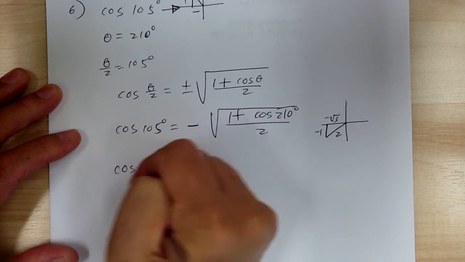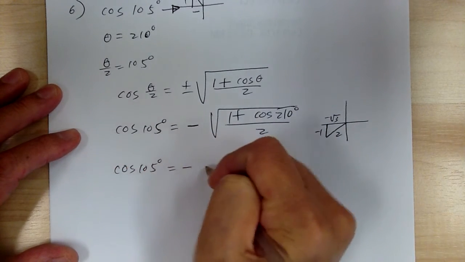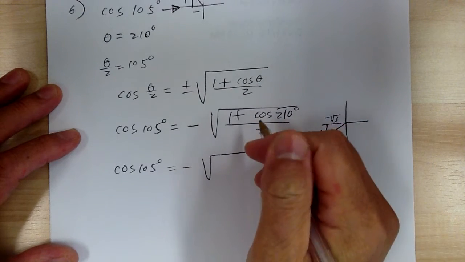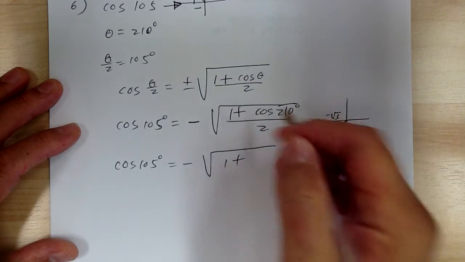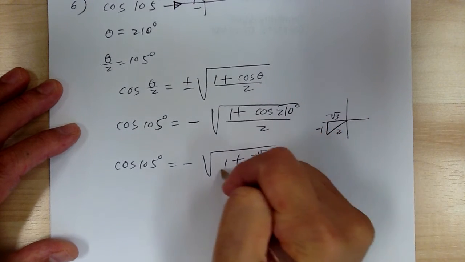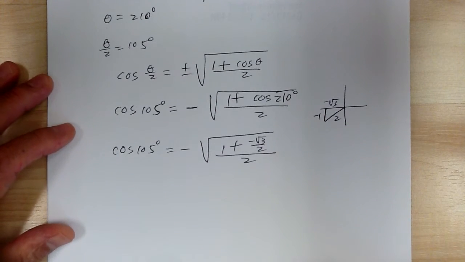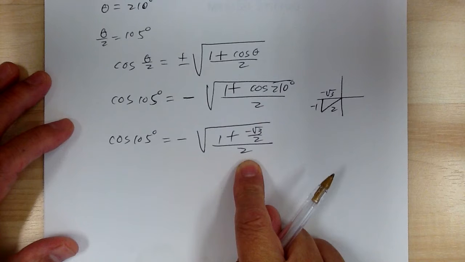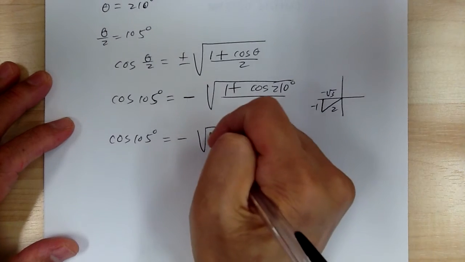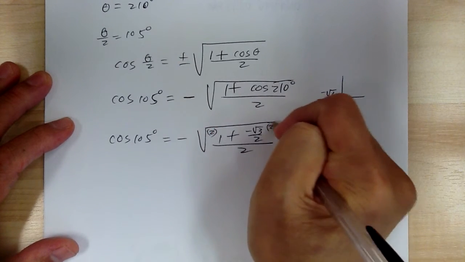So cosine of 105 degrees equals negative square root of (1 plus, so this cosine would be negative square root of 3 over 2) over 2. The next step is you have to simplify. So to simplify a complex fraction, you multiply by the common denominator. So multiply each part by 2. Right, that's your common denominator.